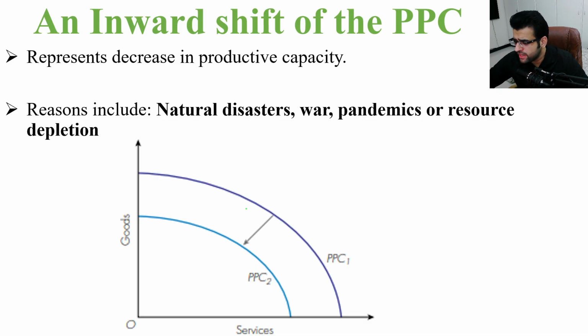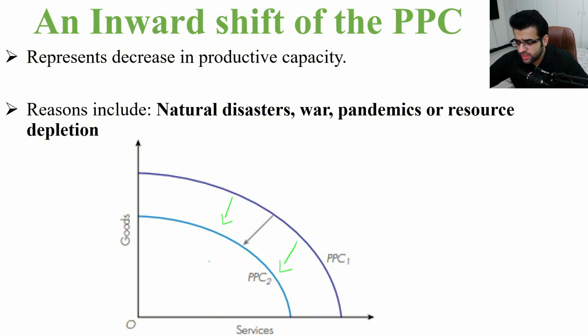So a permanent decrease does not occur because of unemployment or idle resources. If it was that, then that would be a point here, and that would be an idle or unattainable point. But this is something serious. This is due to natural disasters, flood, or something like that. War, resources are being destroyed. Pandemics such as COVID, etc. Or resource depletion, that is, we're running out of oil, coal, gas, etc. So all these result in the PPC shifting inwards towards the left.